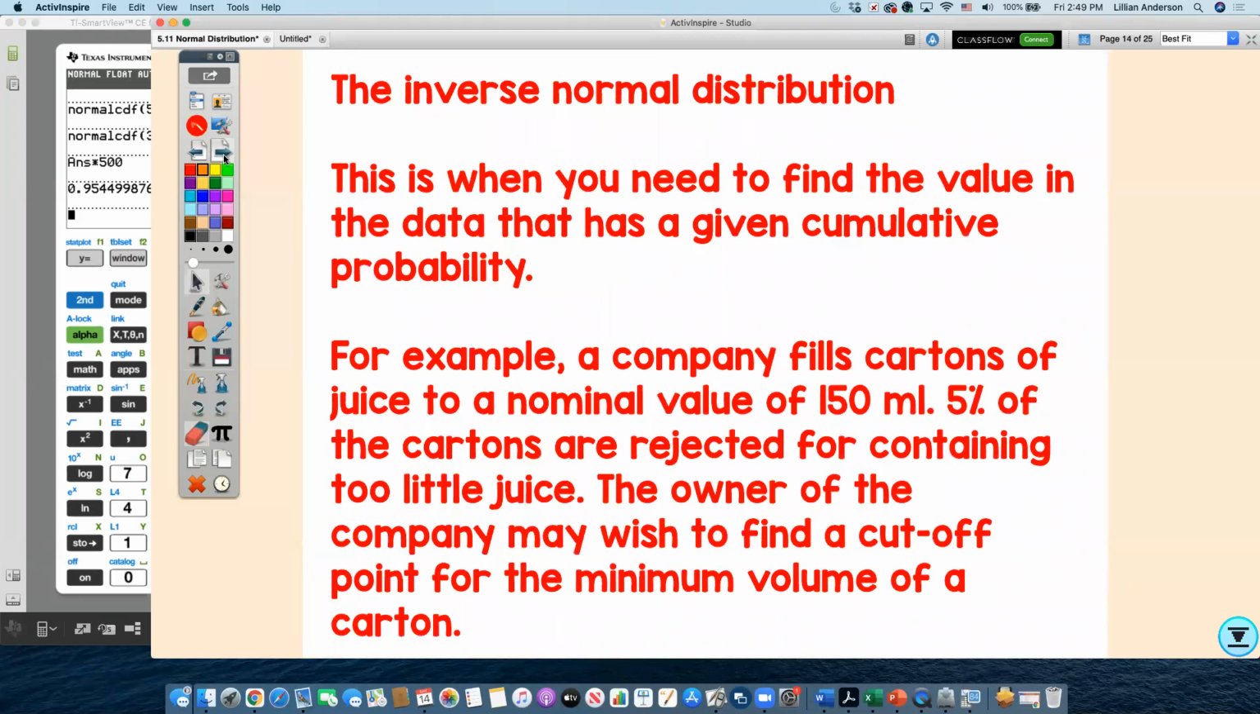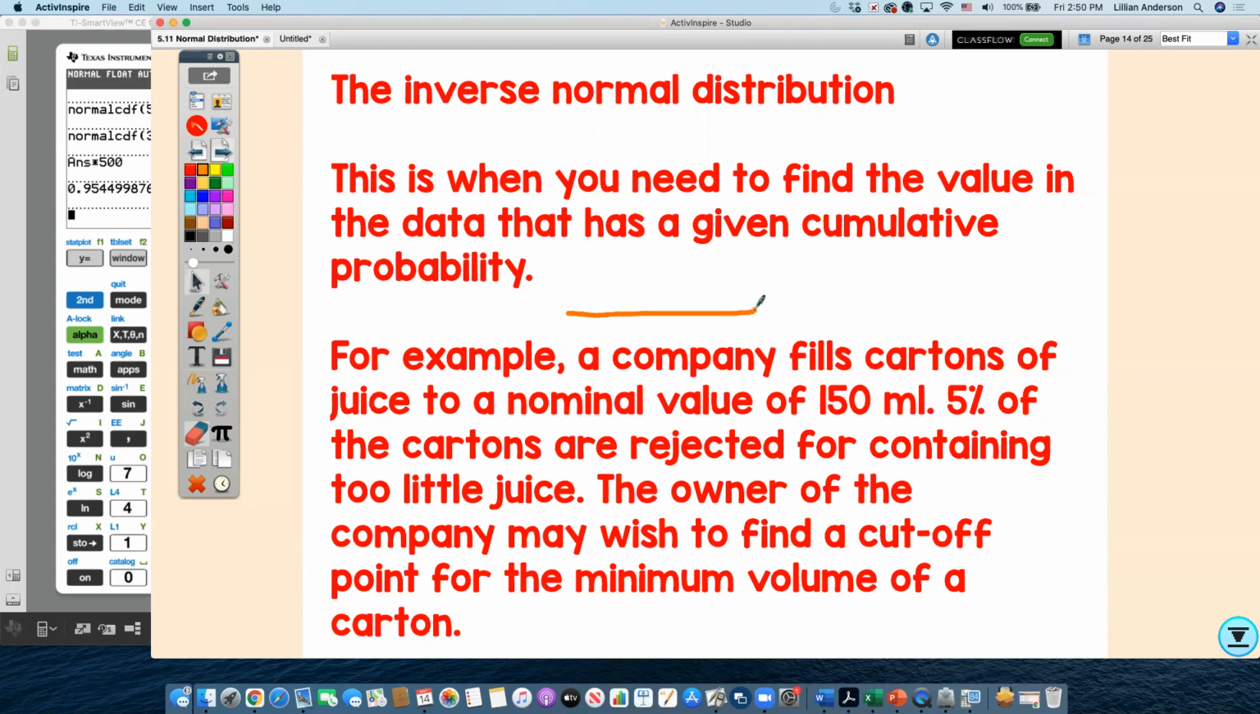But when you know the probability already, but you don't know the X value on the axes that's associated with it, you use what's called inverse normal distribution. So when you're looking for an X value, you use inverse normal distribution. This is when you're given the probability but not that value that corresponds on the normal distribution graph, okay?